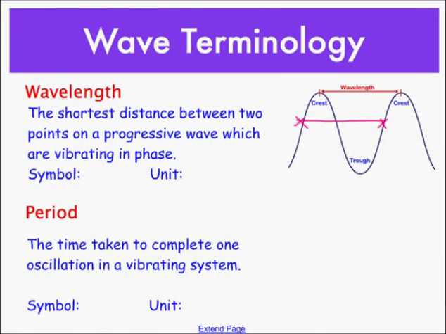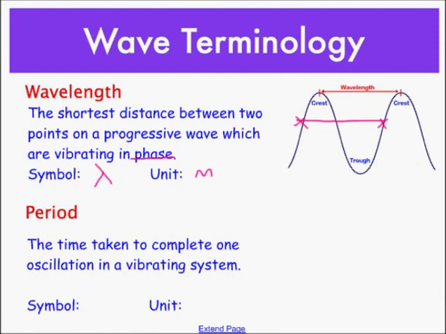So that is a wavelength as well. Once we look at phase later on, you might understand what it means. But essentially phase is the motion of the particle at that time. So if things are in phase, then they're doing the same motion. Symbol, lambda. Unit, it's in meters, it's a distance.